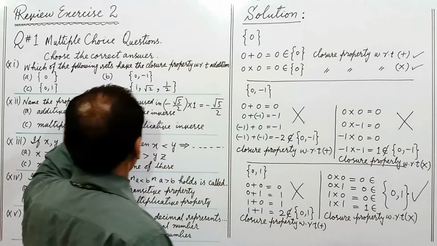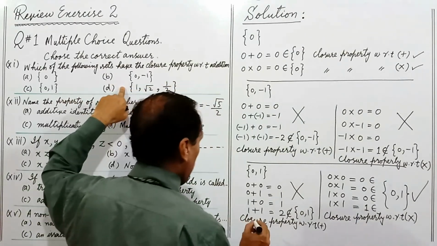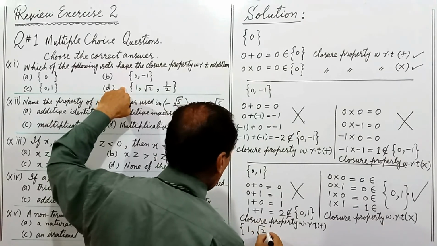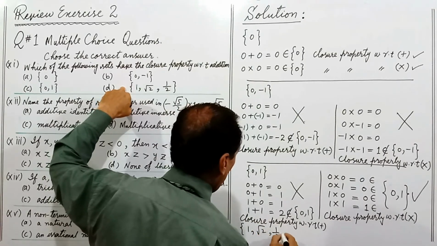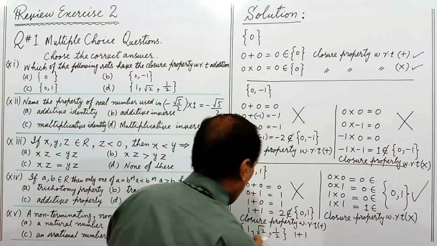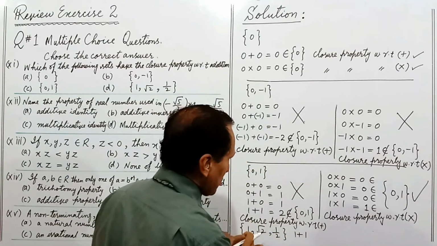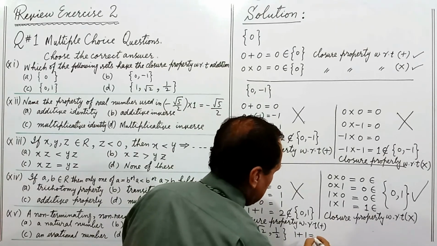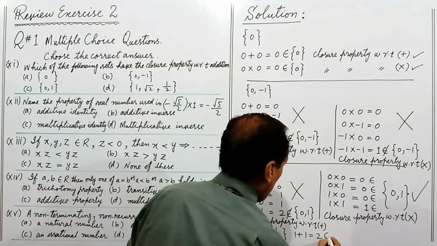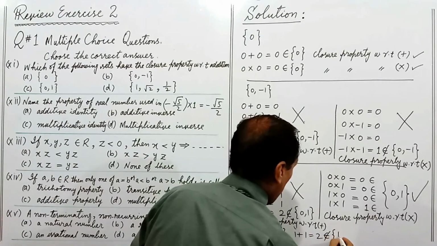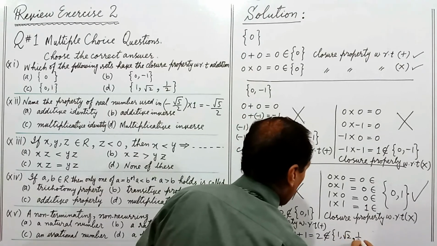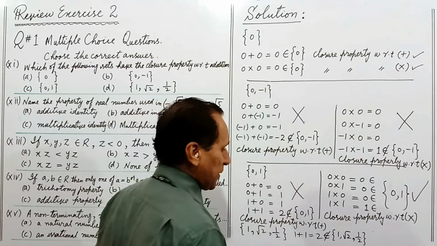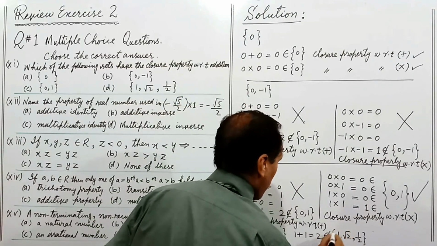So part 4 is to be checked, and in that part we are given a set 1 under root 2, 1 over 2. We check the closure property with respect to addition. 1 plus 1. The first element denies that the closure property is there. 2 does not belong to the set 1 under root 2, 1 over 2. That means 2 is not an element of this set. So hence closure property with respect to addition does not hold for it.